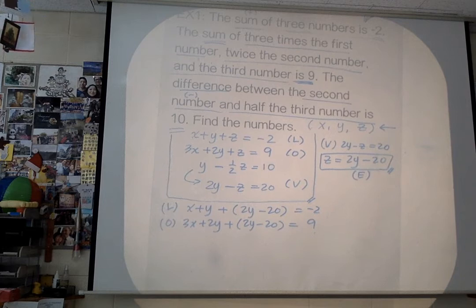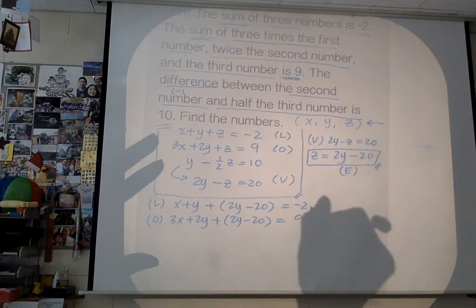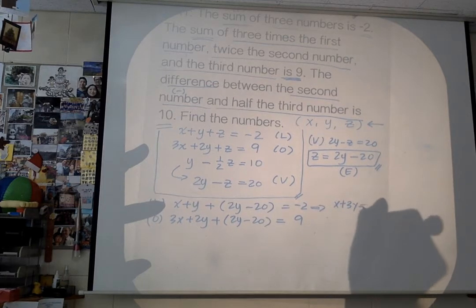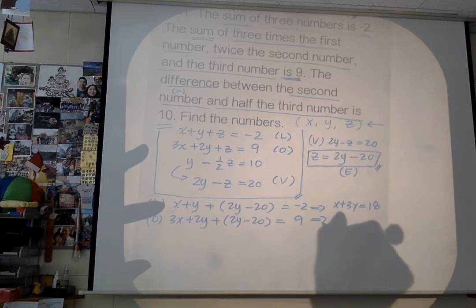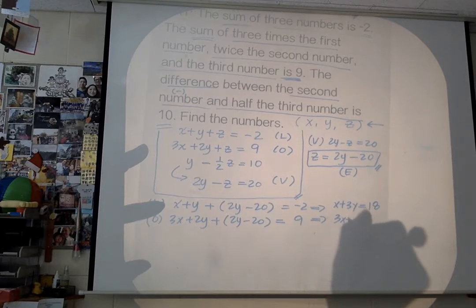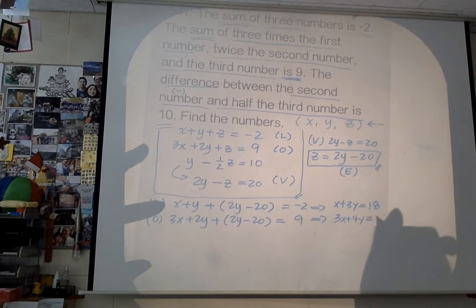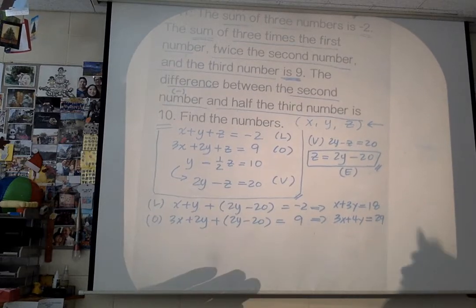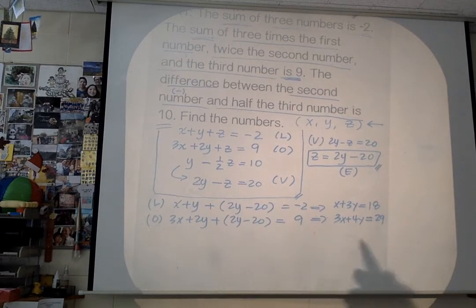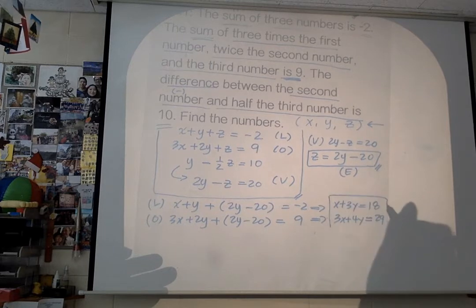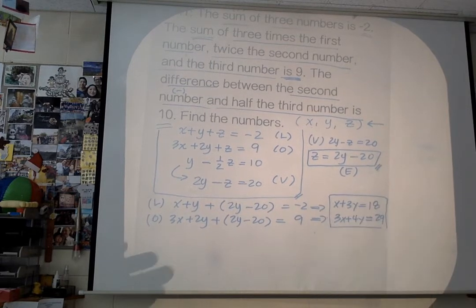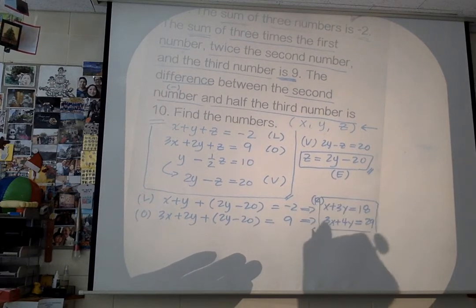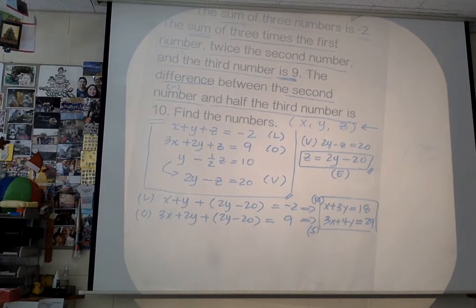Let's simplify all that. When you simplify, you should get x plus 3y is equal to 18, and 3x plus 4y equals 29. You just do the calculation here and see if you get this, okay? Let's give them names too. Let's call this one R and this one S, because we're going to refer back to them later.